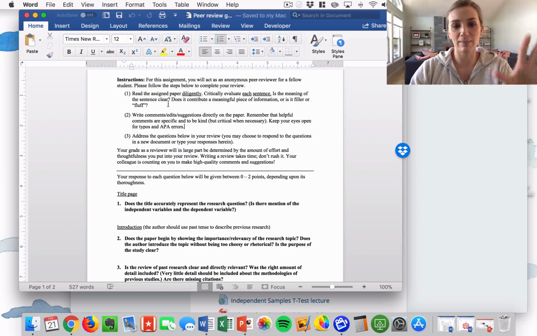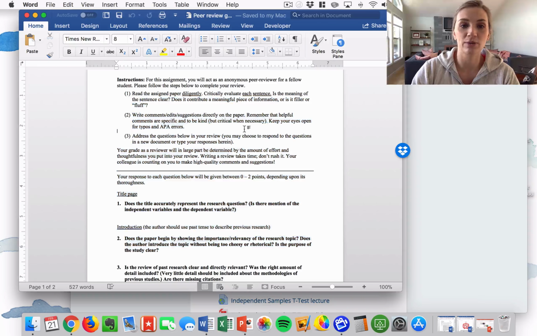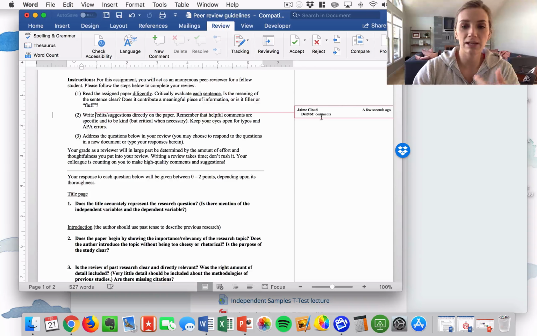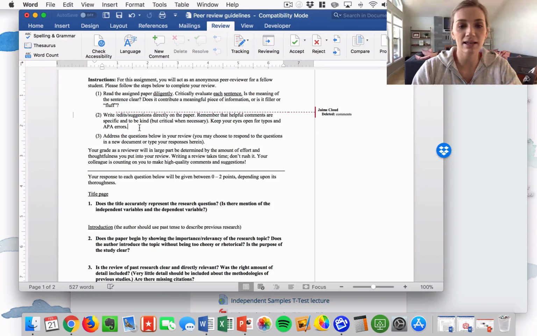So when you're in Word, imagine this is the student's paper that you received. If you go to Review and then Tracking, you can turn track changes on. Then anything you do to their paper will be noted in the sidebar. So you can delete things, you can add things, and the added portions will be indicated in red. You can also make comments, right? So if this sentence is unclear, you can say new comment.